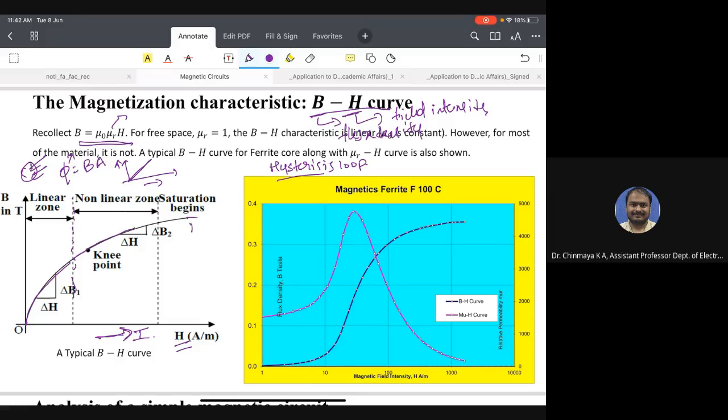That means even if you increase the field intensity or current after this point, there won't be any increase in the flux lines. The material has reached its saturation, and the flux density will remain constant even after this. There are no more flux lines, which is why we call it saturation. So this is the BH curve, and there will be a loop.